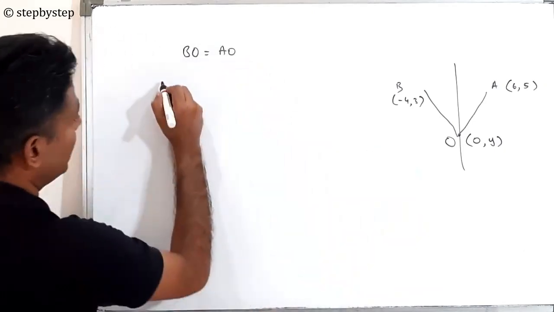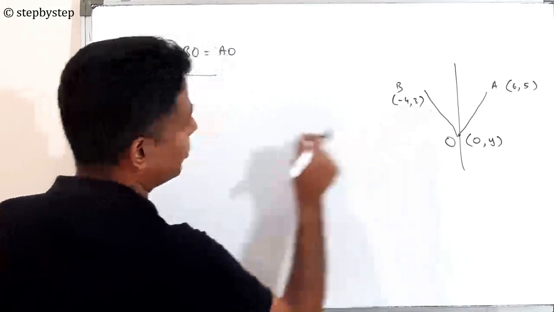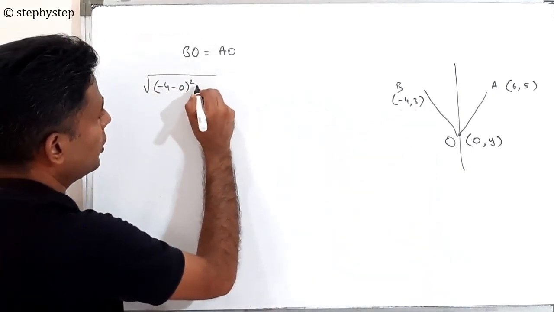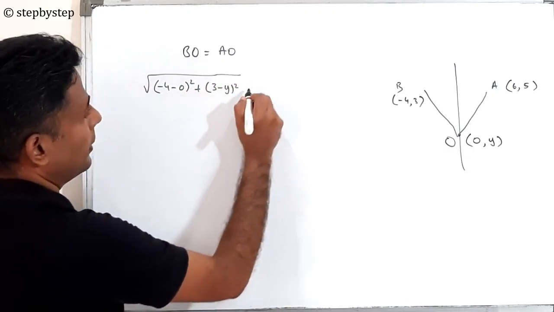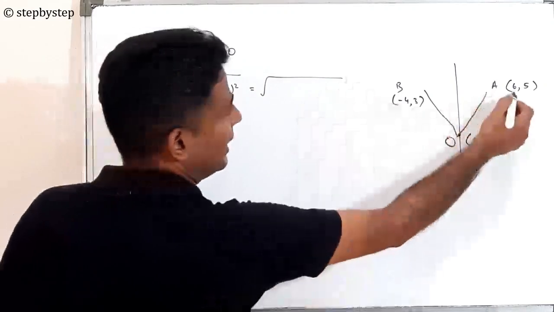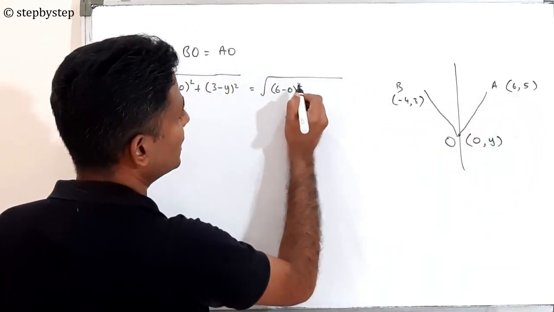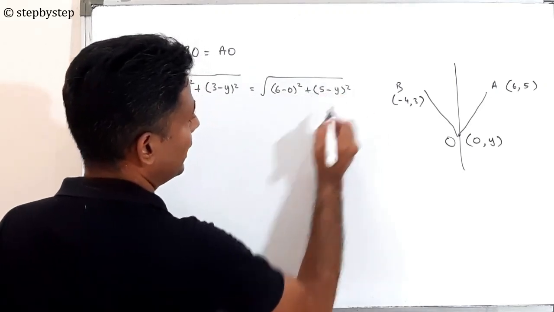So BO will be equal to AO, right? Because they are equidistant. Now applying distance formula, very simple. I'll take this as x2, y2. So x2, that is minus 4 minus 0 whole square, plus y2, that is 3 minus y, whole square. This will be equal to, I'll take again this as x2, y2, that is 6 minus 0 whole square, plus y2, that is 5 minus y1, that is y, whole square.